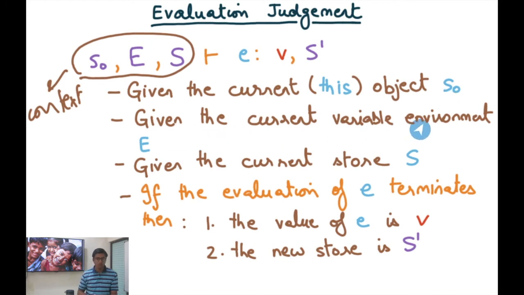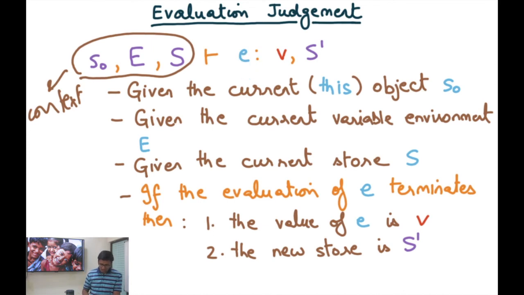Then given the current variable environment E, so E is the current variable environment that represents the current scope, and we have discussed this. The current variable environment maps variable names to locations. Locations are abstract. And then a current store, which is the current store of memory, mapping abstract locations to abstract values, right? So we have already discussed E and S. The only thing new here is S0, which is supposed to represent the current object under whose context this particular evaluation E is being evaluated.